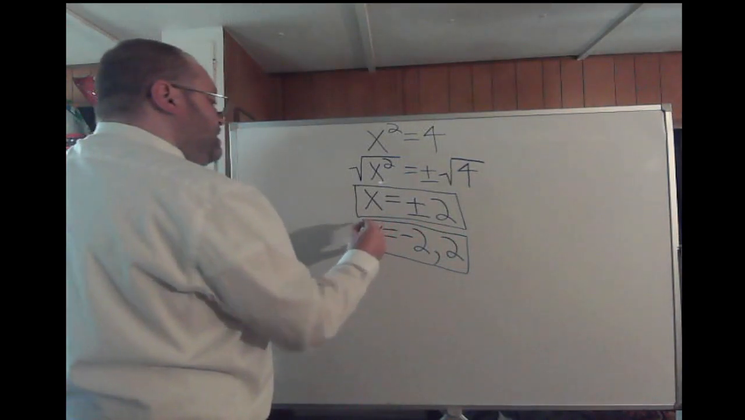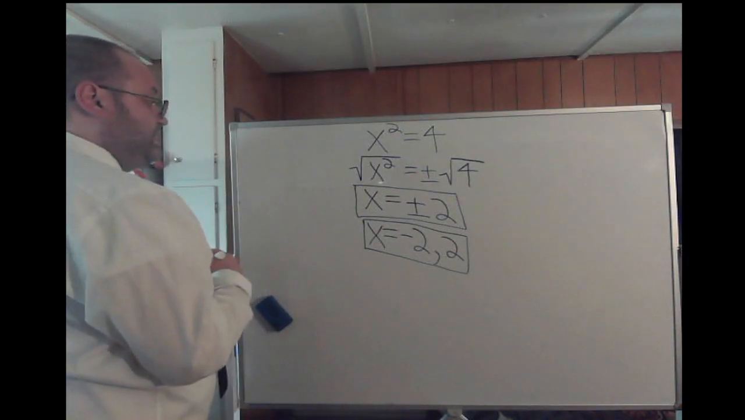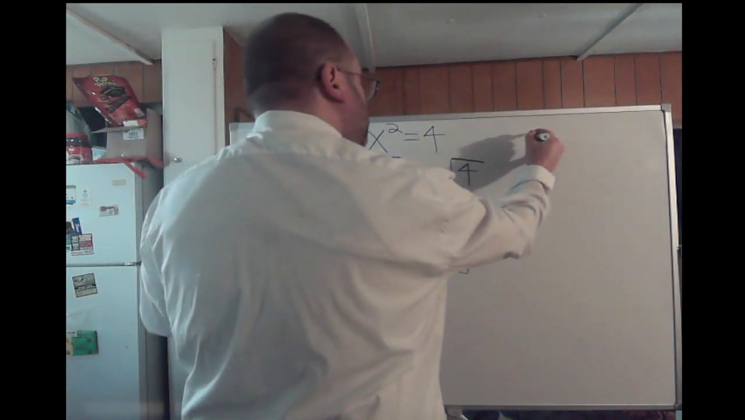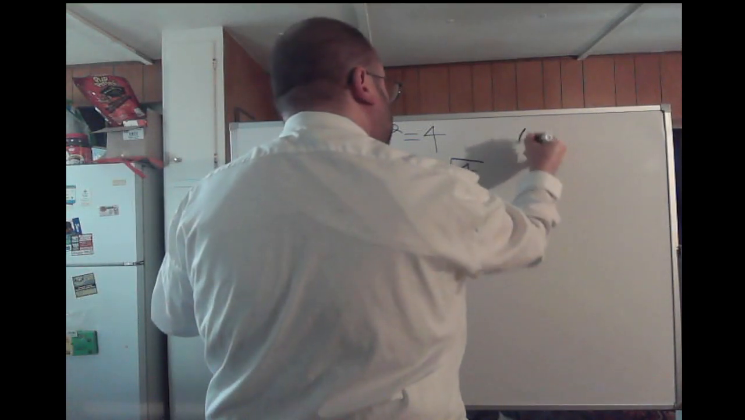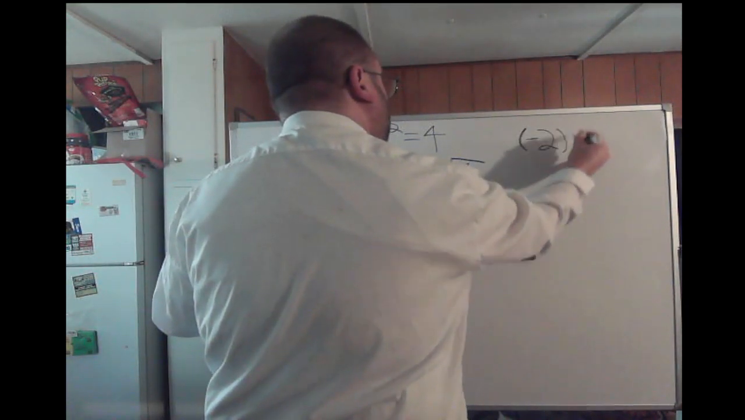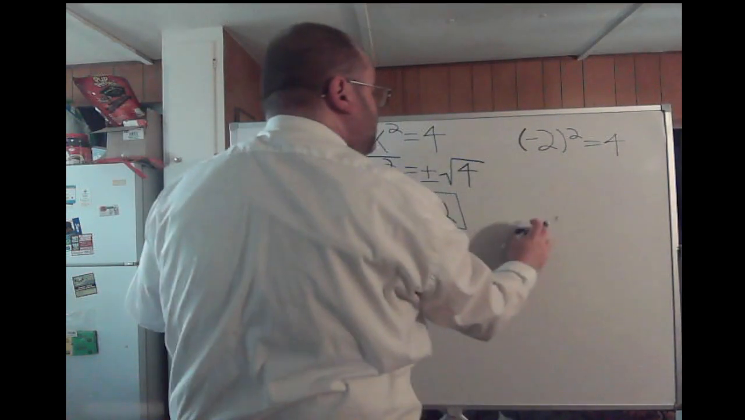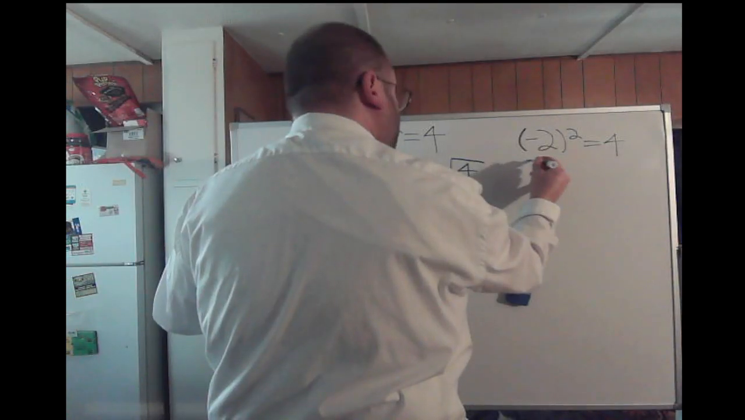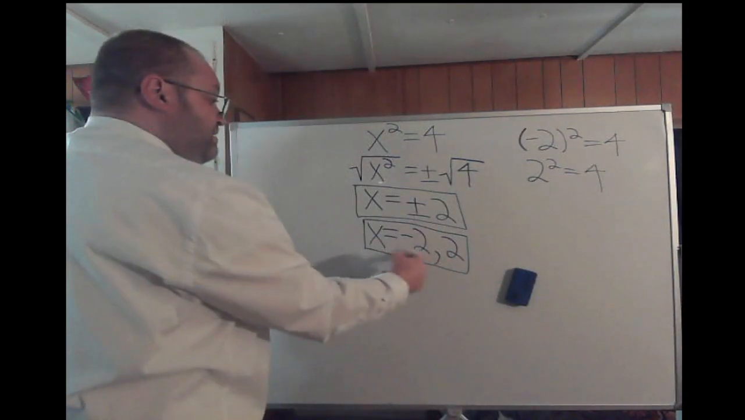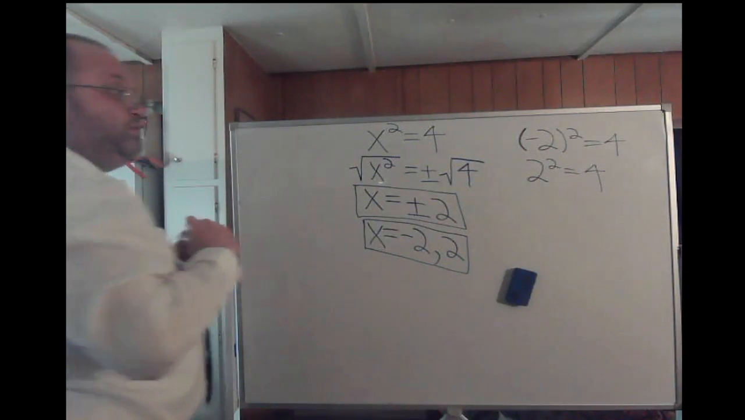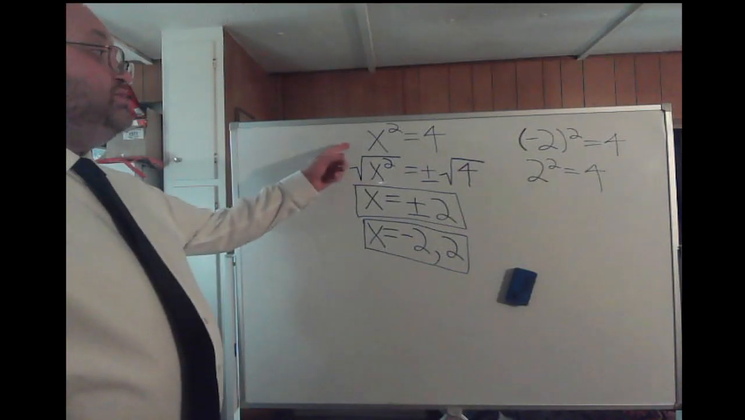Alright, and I'll show you. I'm going to put these into the original equation. Let's put in negative 2 for x. Negative 2 squared, that equals 4. So we get a true statement. If we do 2 squared, we also get 4. So both the negative 2 and the 2 squared will give you 4. So, in other words, we have two solutions.